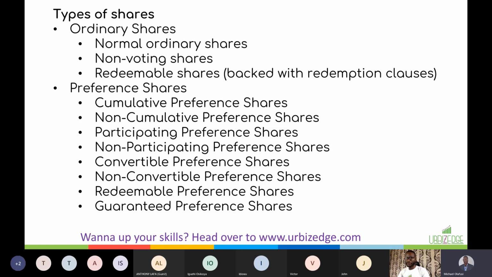So if you are incorporating a company and you don't tell them any of these, it will be the normal ordinary shares. That's the template the lawyer has. They have a template that they just follow for everybody who comes to them, except someone who maybe asks more questions. So when it's going to be non-voting shares, it has to be baked in that these shares are non-voting shares.